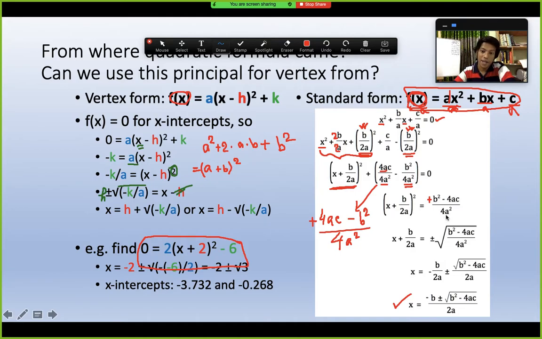Now you can ask me one very important but silly looking question: why are we not changing the 4a square sign? Because when you send something from one side to the other side, you need to change the sign of the numerator or the denominator, any one of them. Not both. If we change the sign of both, then basically we are not changing the sign, because negative then becomes positive. Then we are not changing the sign.